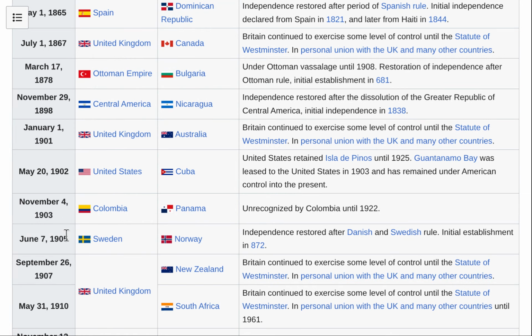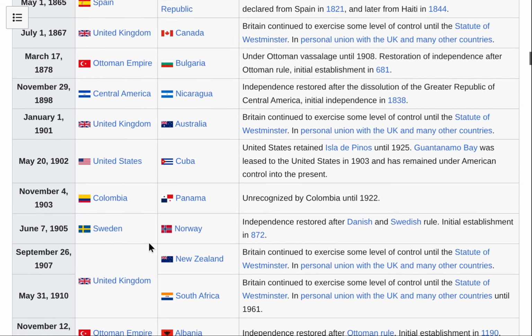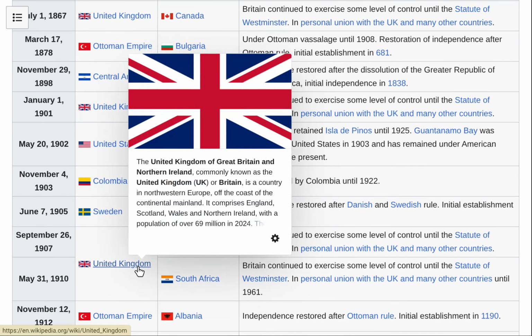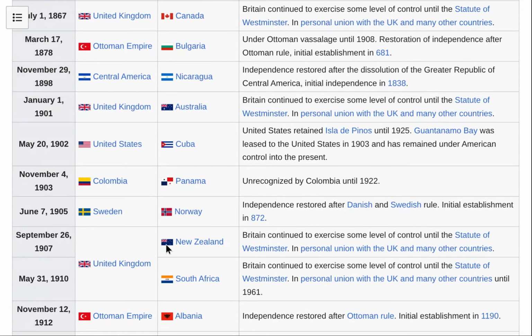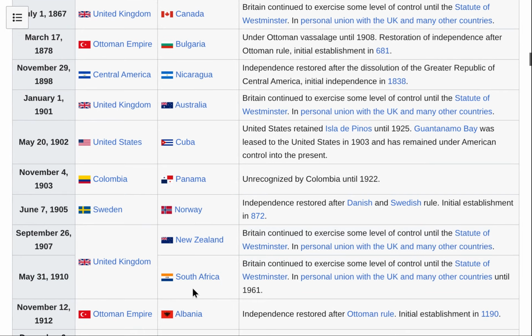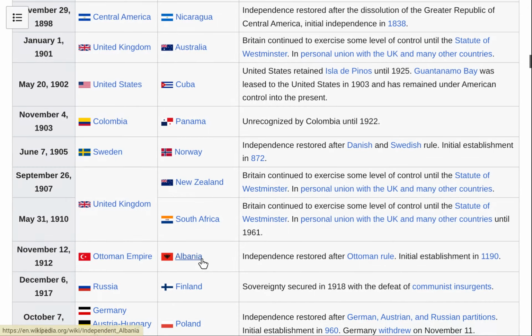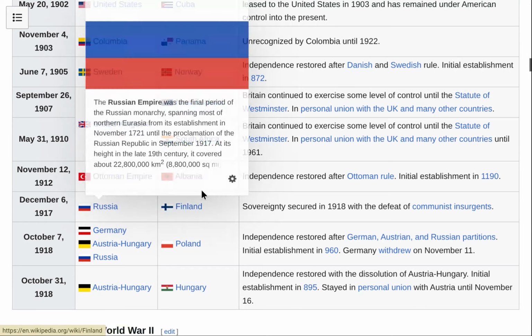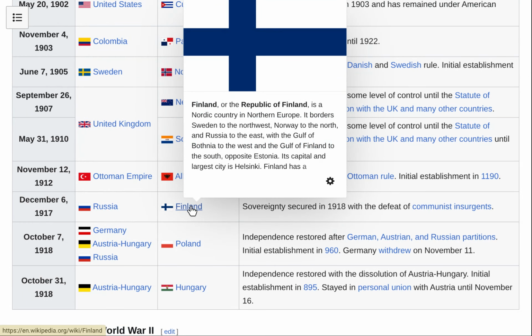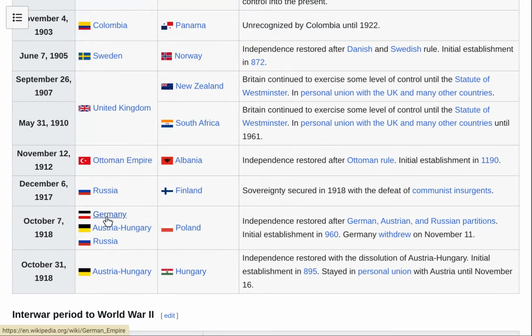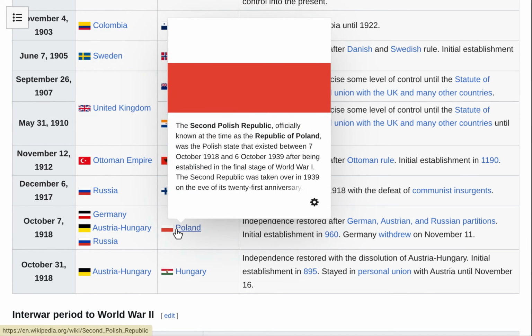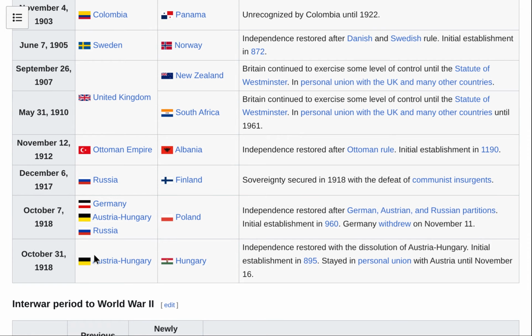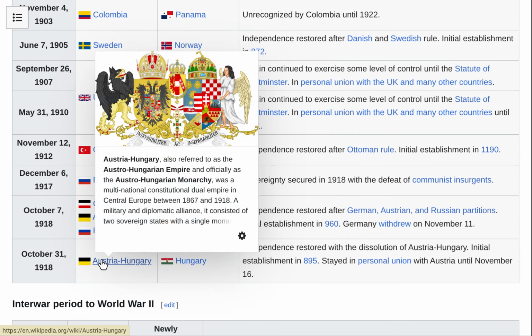So, I can get this. Sweden once owned Norway. I honestly get that. But there is no way that United Kingdom owned New Zealand and South Africa. That is crazy. Turkish Empire owned Albania. Kind of makes sense. Russia owned Finland for some reason, which I can just not imagine. Germany, Austria, Hungary all owned Poland. They must have been fighting for it. And then Austria-Hungary owned Hungary, and to my understanding, Austria.